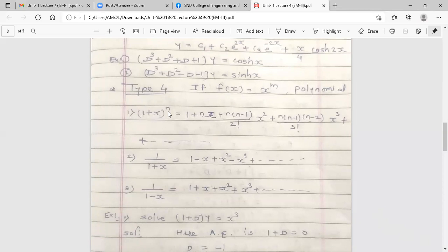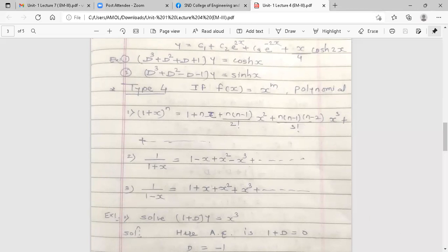1 plus x to the power n. The formula is 1 plus nx, n into x, plus n into n minus 1 upon 2 factorial into x square, plus n into n minus 1 into n minus 2 upon 3 factorial into x cube, and so on up to x raised to n. Second is 1 upon 1 plus x. The series for 1 upon 1 plus x is 1 minus x plus x square minus x cube, and so on. The third series is 1 upon 1 minus x, equal to 1 plus x plus x square plus x cube, and so on.